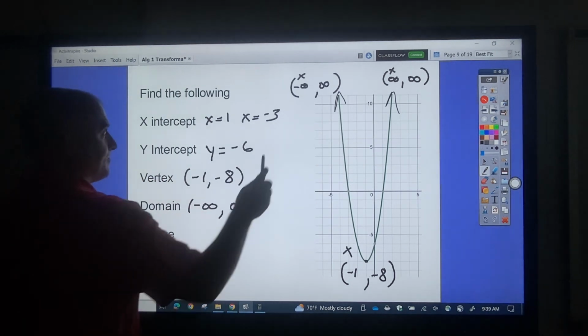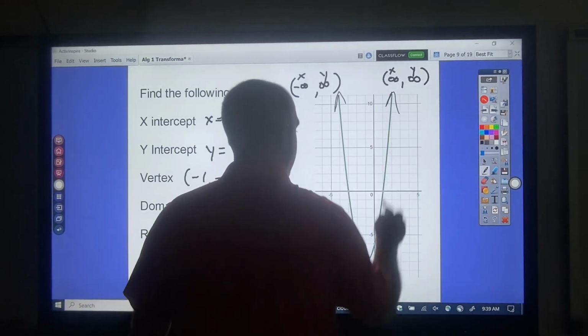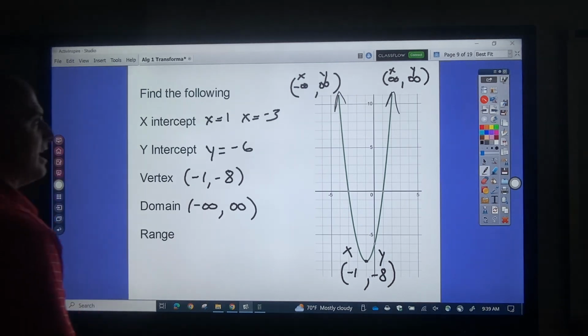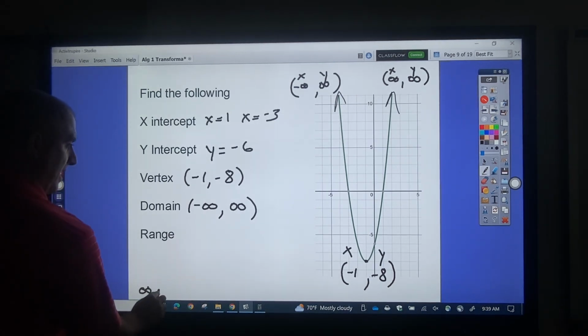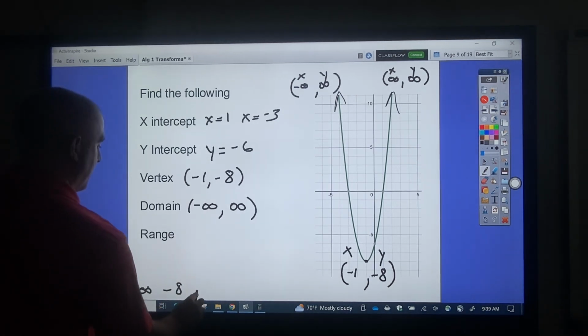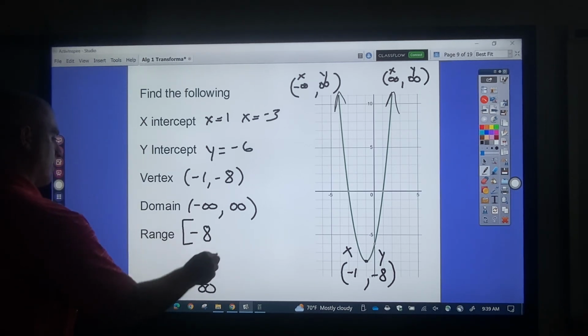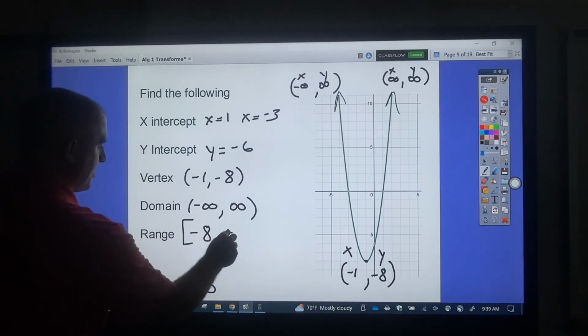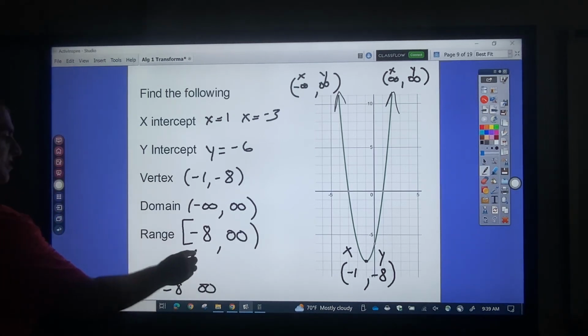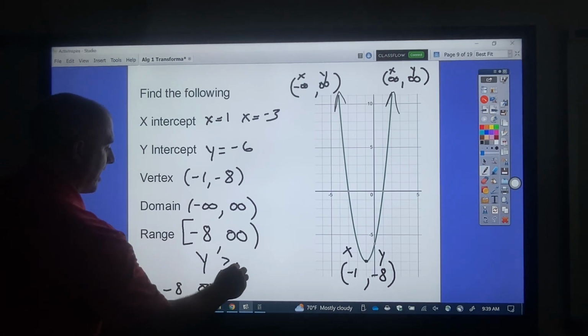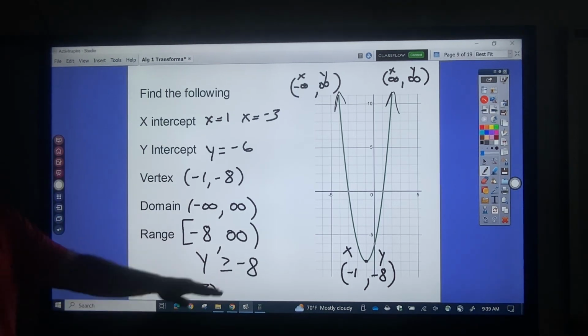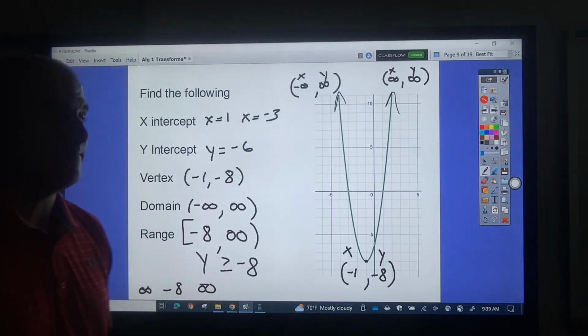The range, this is the y value. So I got infinity, I've got -8, and I've got infinity. Which one is the smallest? That is -8. And I would put a square bracket for that. And then that's infinity. Now, what does this mean? Y is greater than or equal to -8, because the graph goes up.